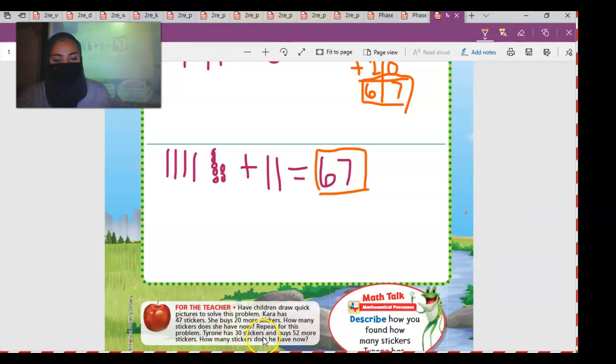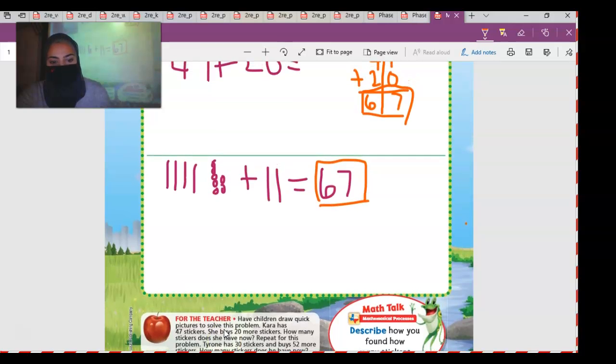Tyrone has 30 stickers and buys 52 more. How many stickers does he have now? So Tyrone has 30 stickers and he buys 52 more. So 30 plus what?